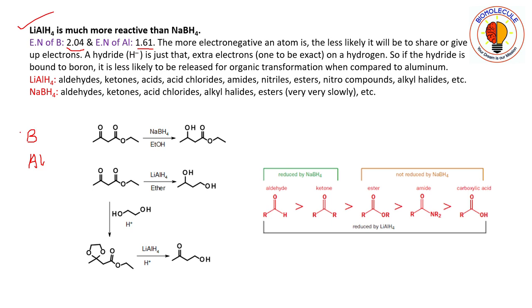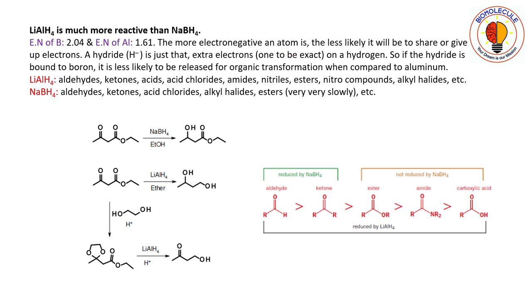See, if we move down the group, then what happens? Basicity increases. Now, what is basicity? Basicity means the tendency to give electrons. So, if basicity increases, then electronegativity, that is the tendency to gain electrons, will decrease, and hence it is justified that the electronegativity of boron is more compared to aluminium.